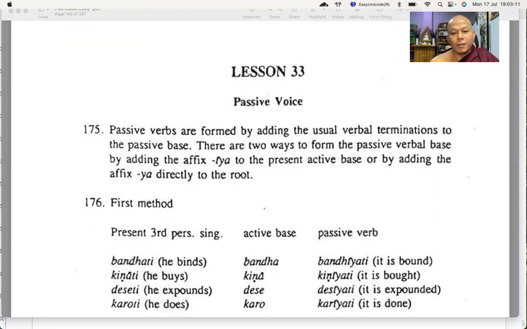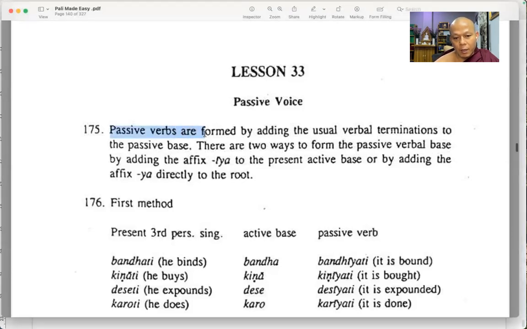So in lesson 33, passive verbs. Passive verbs are formed by adding the usual vowel termination to the passive base. And there are two ways to form the passive vowel base: by adding the suffix "e" to the present active base, or by adding the suffix "ya" directly to the root.